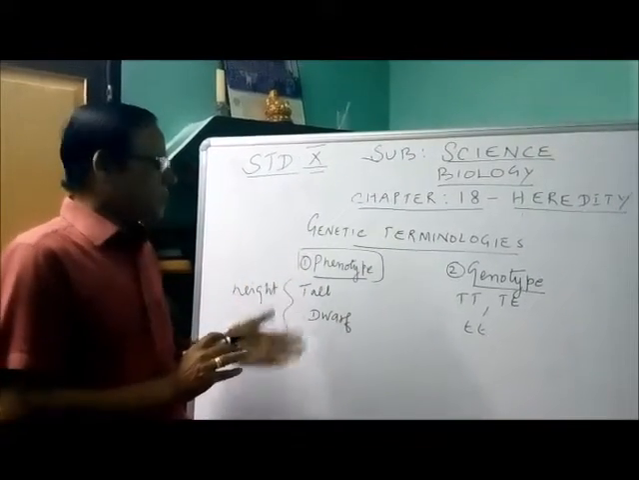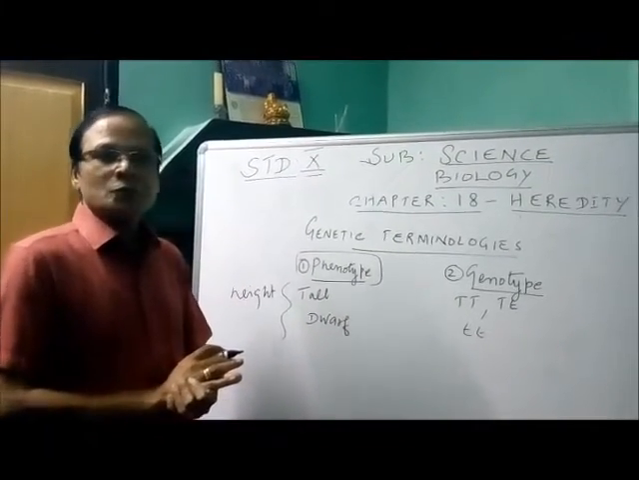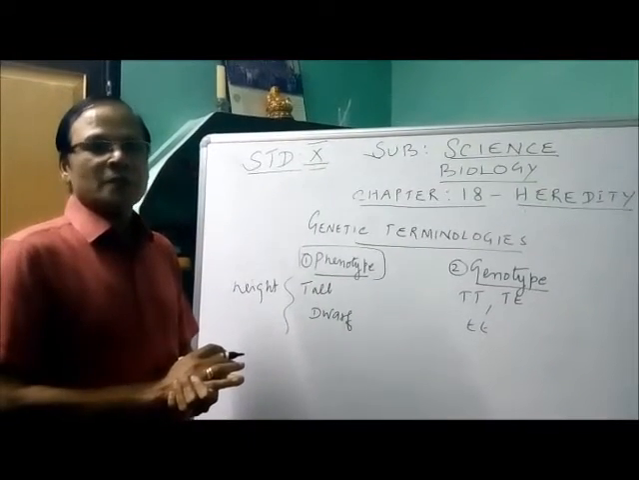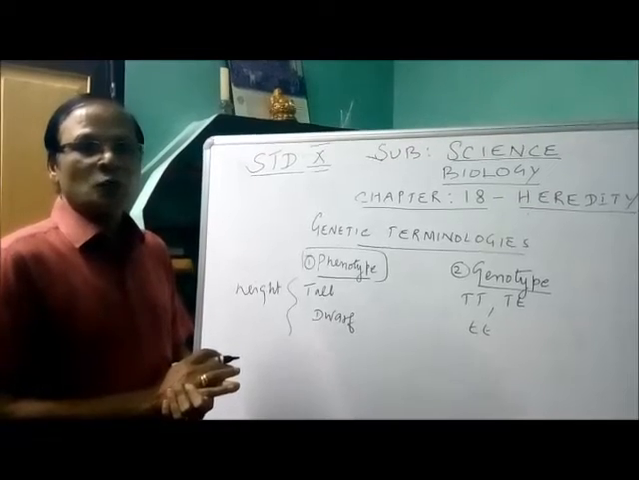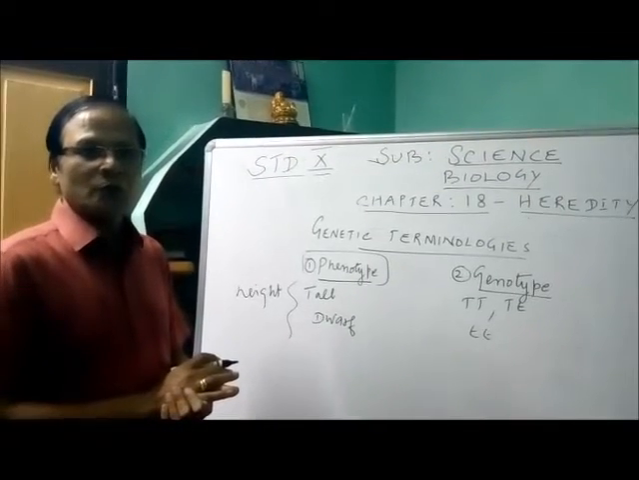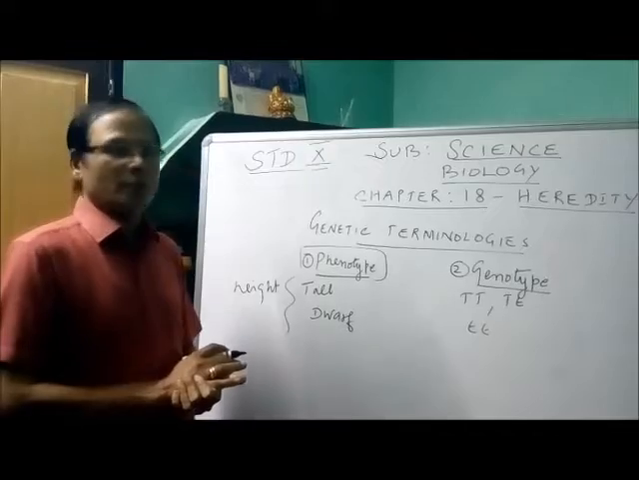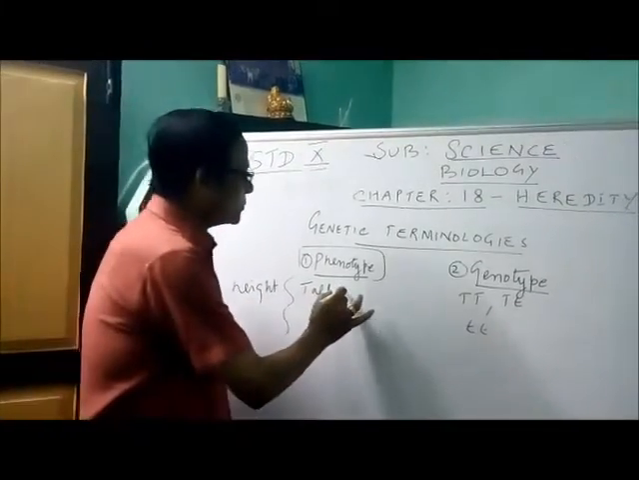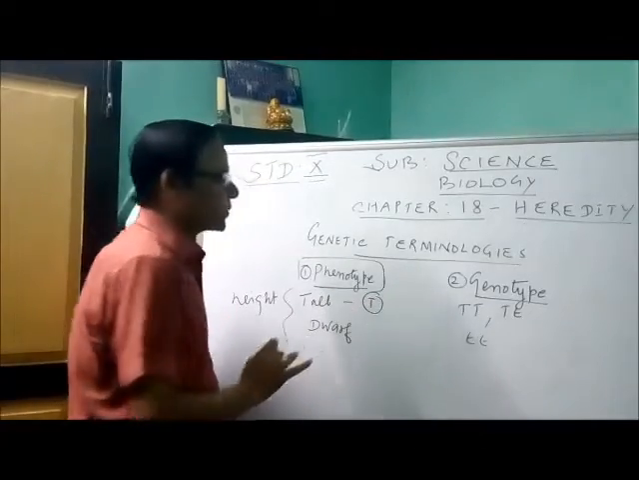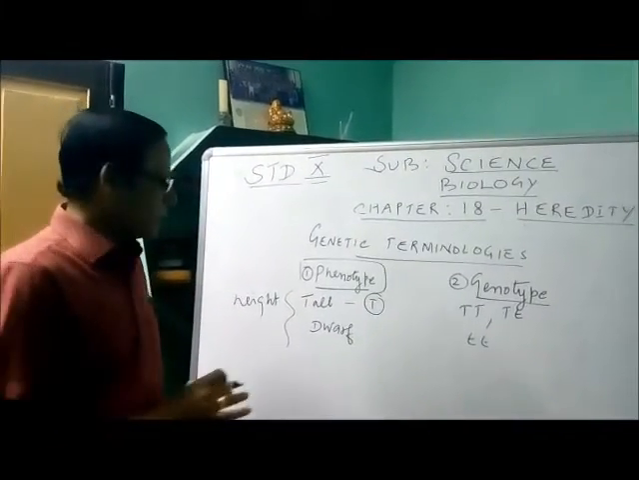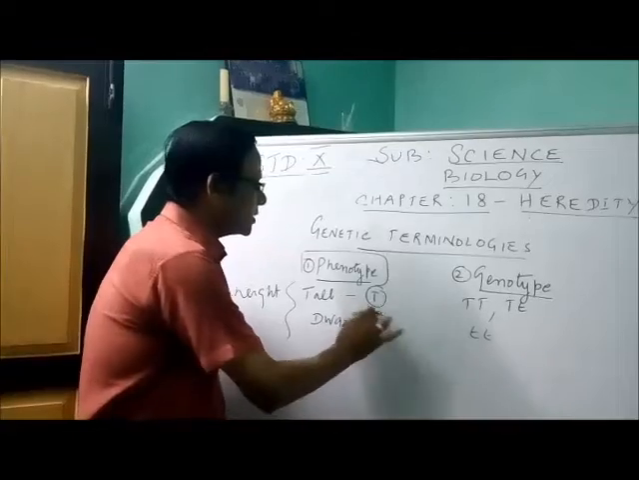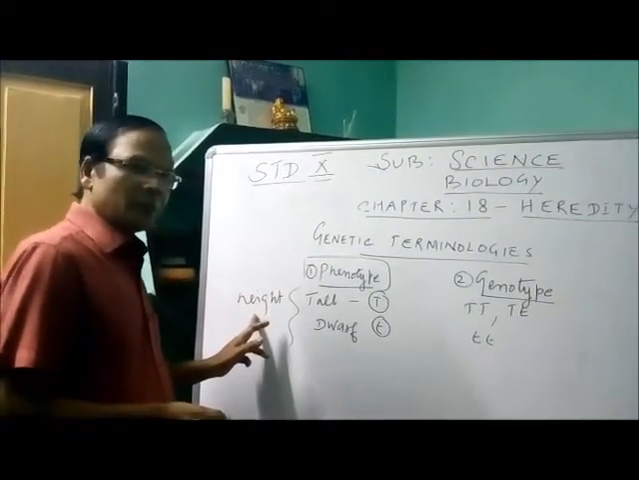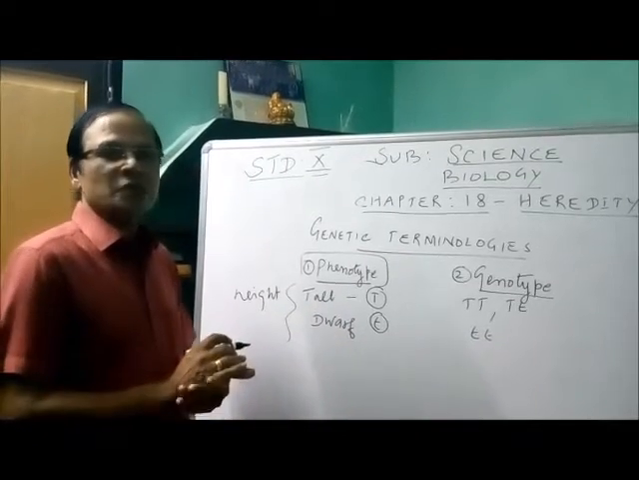Now, either the tall or dwarf, they are produced by genes, the factors according to Mendel. They are present in the chromosomes. They are only being expressed to form a particular character or phenotype. Now, if you are taking a tall, the tall character is produced by a gene, capital T. I'll tell you the reason later. And the dwarf character is produced by the gene small t. Generally speaking, the height of the plant is controlled by T genes.